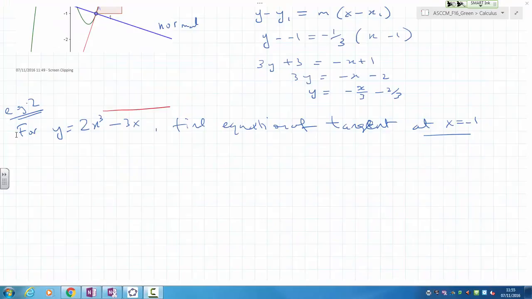So, as an exercise, something you could do is, for y equals 2x cubed, take away 3x, find the equation of the tangent when x equals minus 1. Okay, I'll give you a couple of minutes to have a go at that. Off you go.